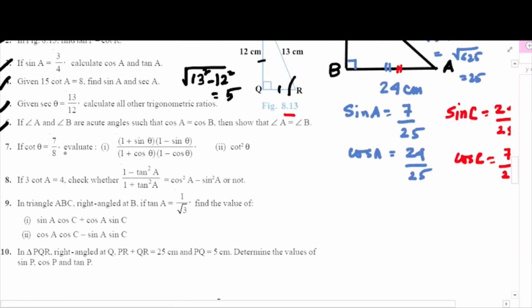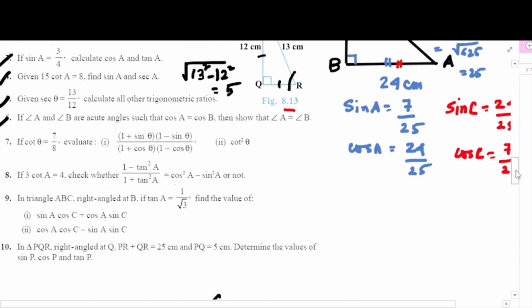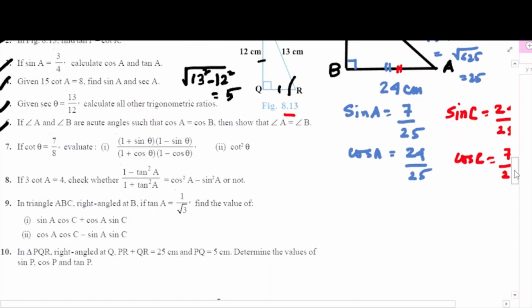If cot theta is given as 7 by 8, we have to find the value of this. Okay, fine. So cot theta is given as 7 by 8. We need to find out (1 plus sin theta)(1 minus sin theta) by (1 plus cos theta)(1 minus cos theta).